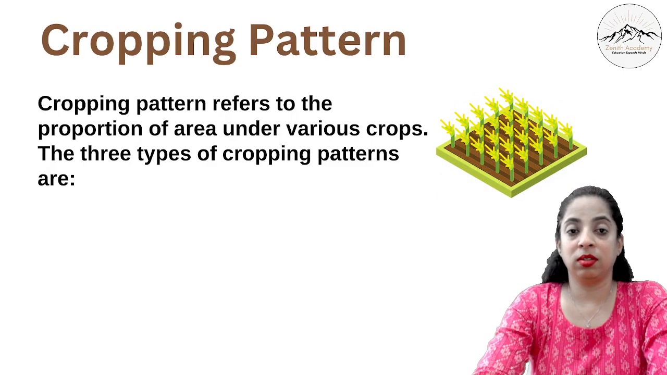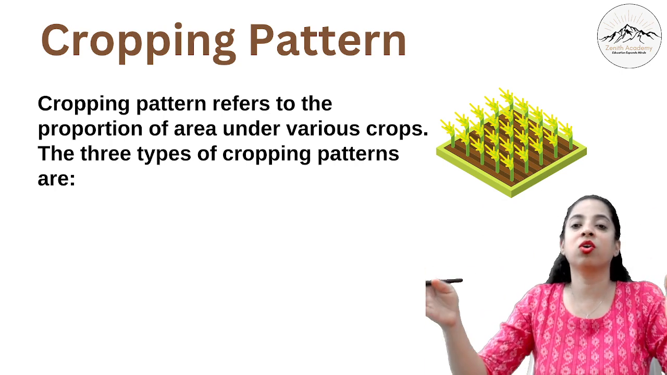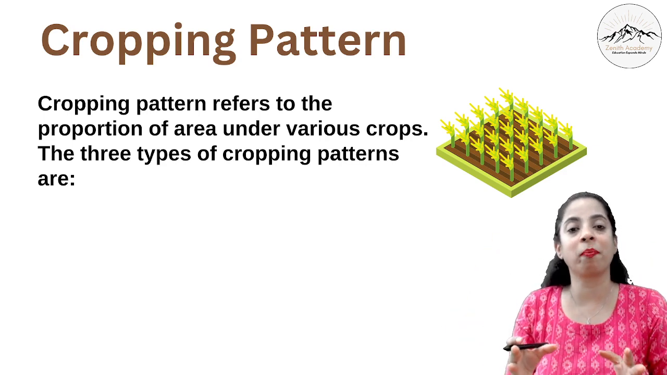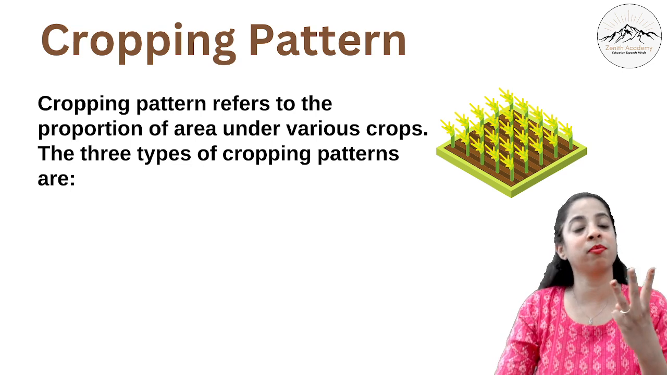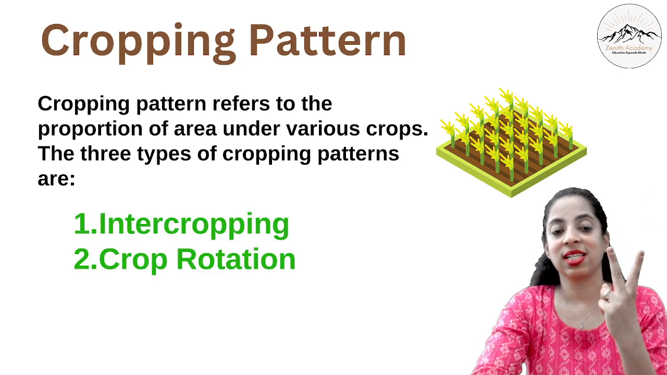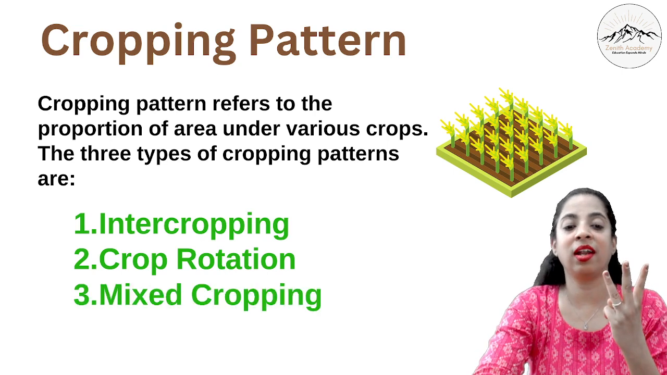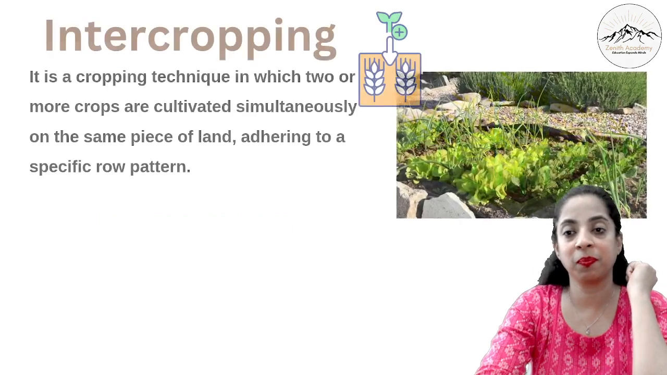Next, cropping pattern. Cropping pattern refers to the proportion of area under various crops. So if we take different crops, how much area a particular crop is covering, that is a cropping pattern, the proportion of area. Now there are 3 types of cropping patterns. First is intercropping, second is crop rotation, and third is mixed cropping. So let's talk about all 3 of them.